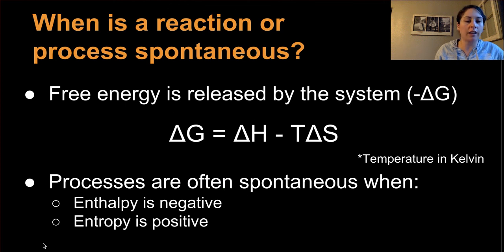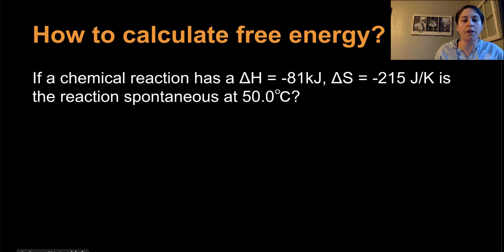So let's do that. Let's try an example where we can plug in some numbers. So here's an example of how to calculate free energy. If a chemical reaction has an enthalpy of negative 81 kilojoules, an entropy of negative 215 joules per Kelvin, is the reaction spontaneous at 50 degrees Celsius? So that temperature, remember, is important as well.